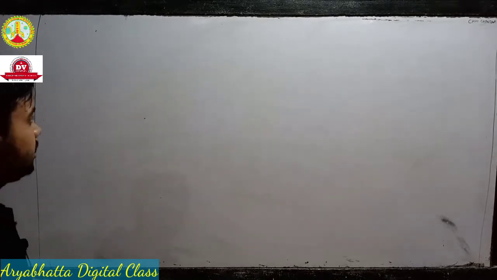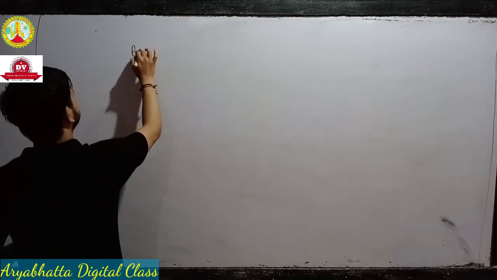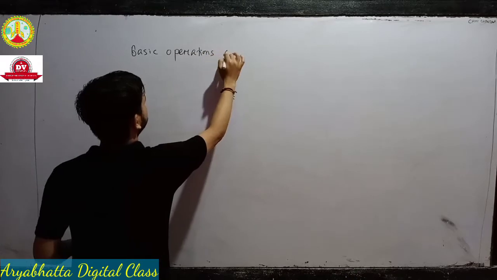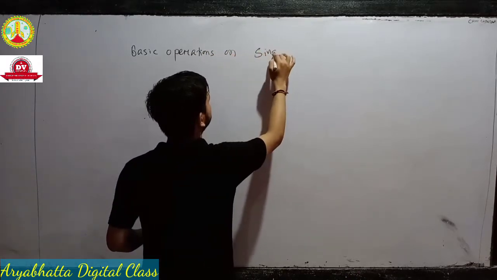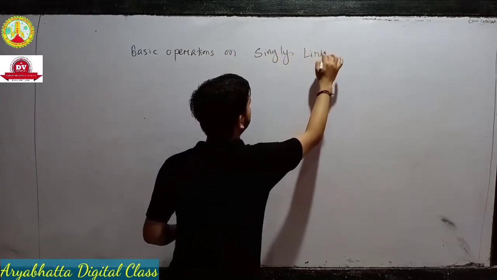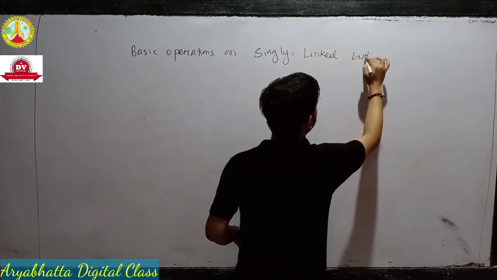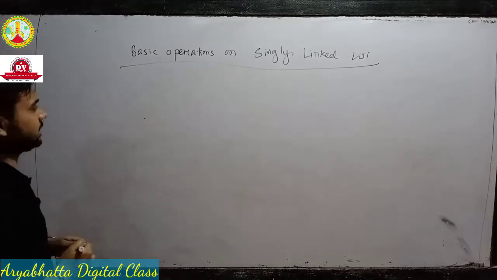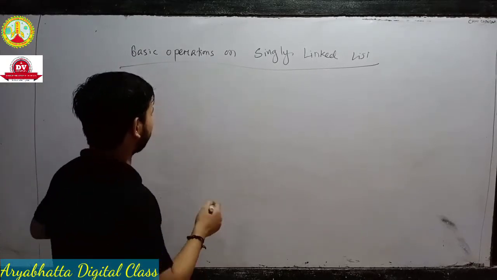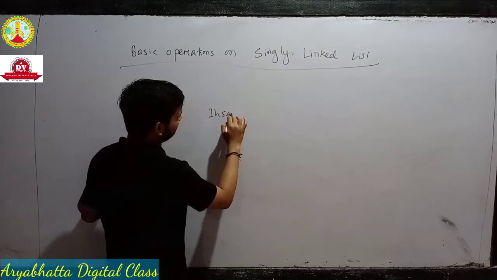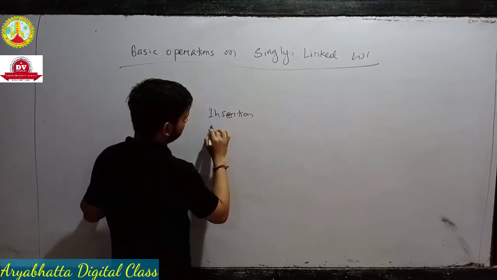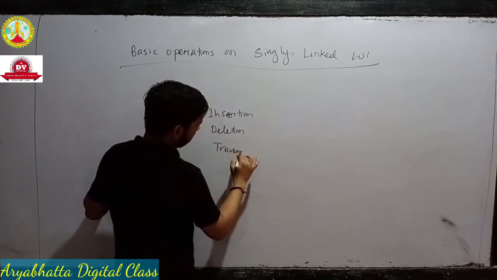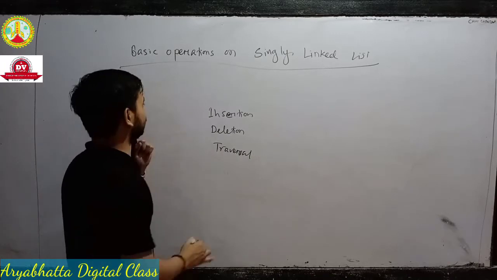So in this class we shall start the topic from basic operations on singly linked list. In a singly linked list, what are the basic operations? The basic operations are mainly insertion, deletion and traversal. Okay, but insertion is also in two parts.